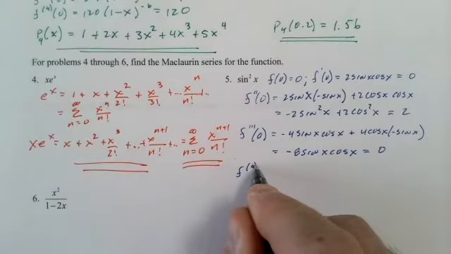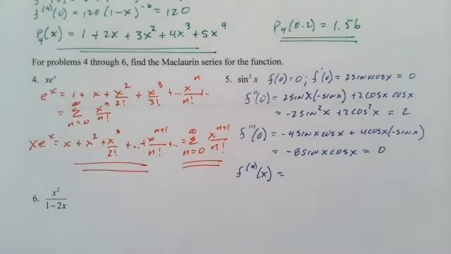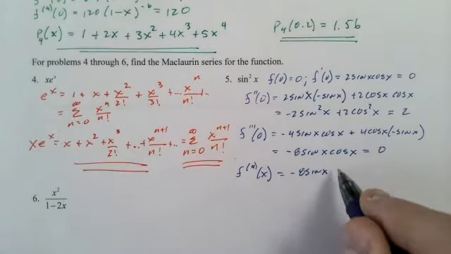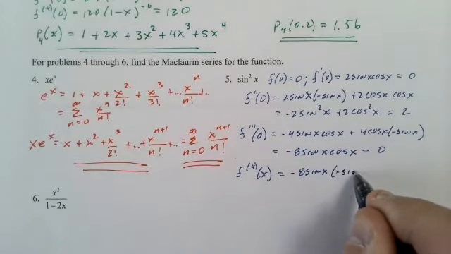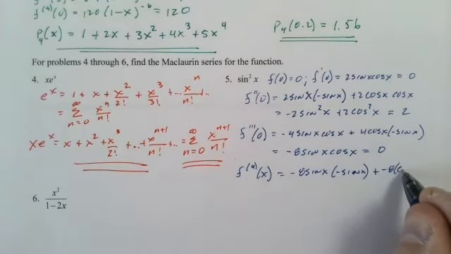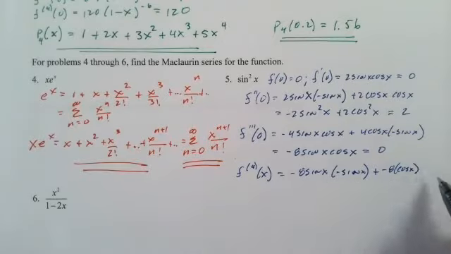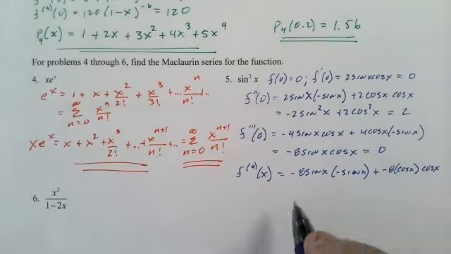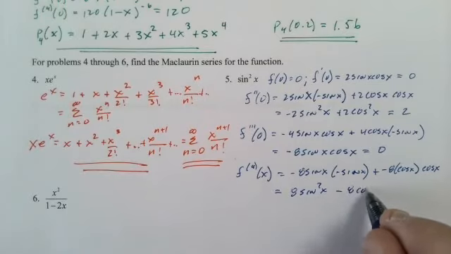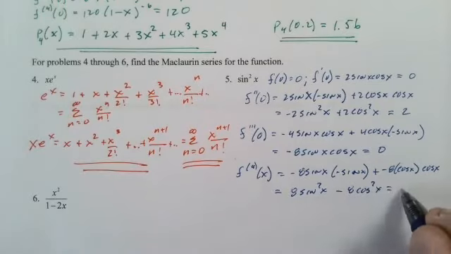And finally, F4 of x, my hands are actually cramping up here, equals negative 8 sine of x, negative sine of x, plus negative 8 cosine of x, cosine of x, equals 8 sine squared x, which is going to be 0, minus 8 cosine squared x, going to be 1, times negative 8, negative 8.